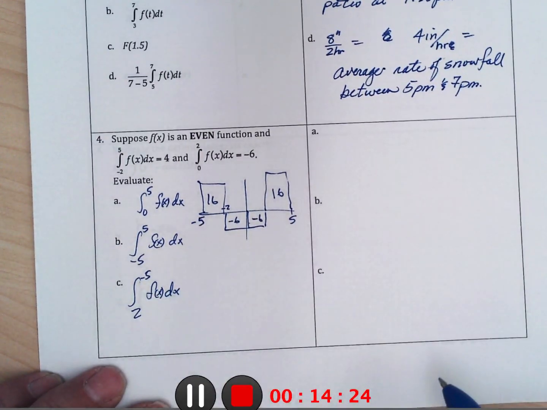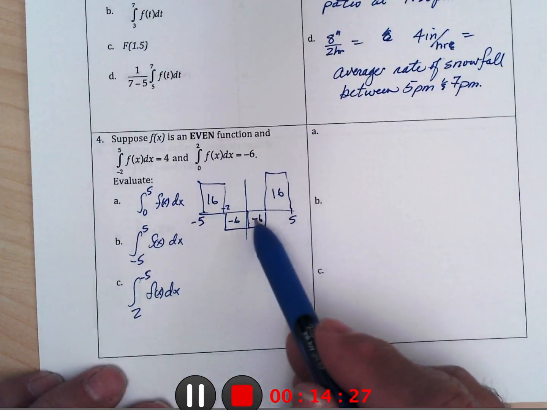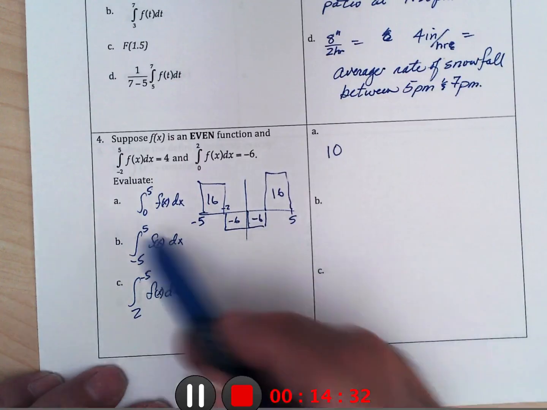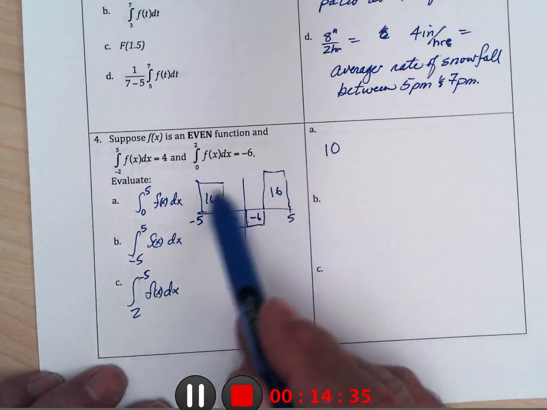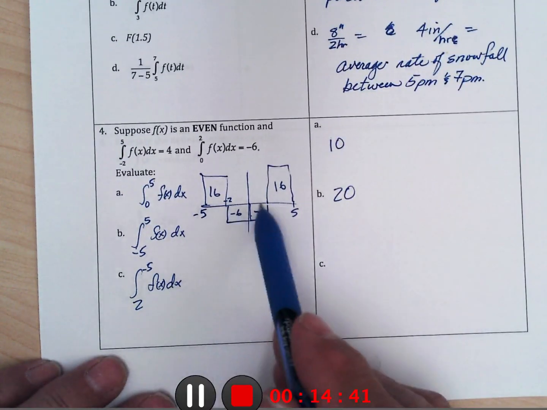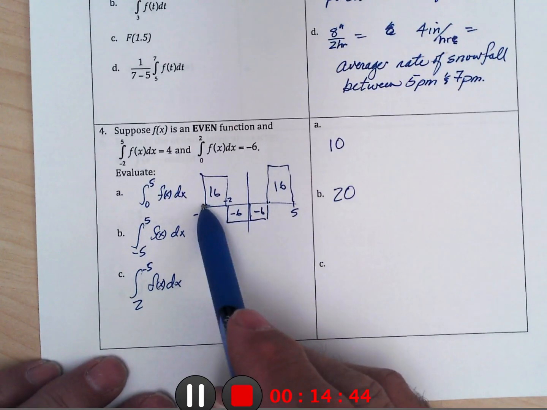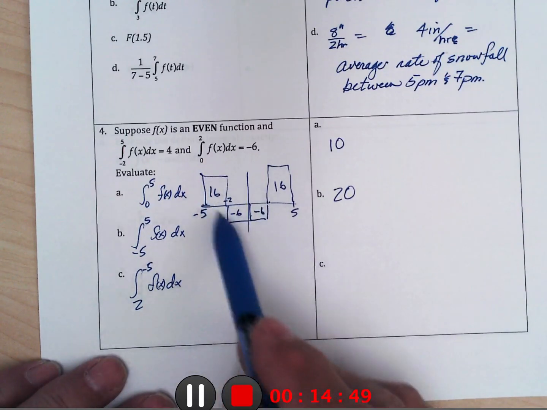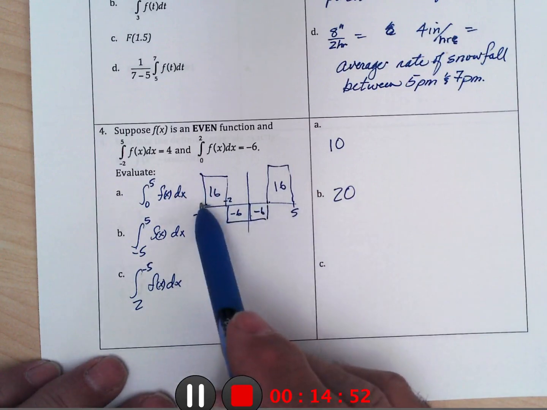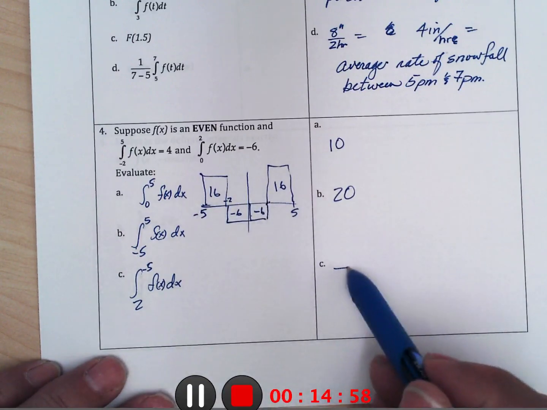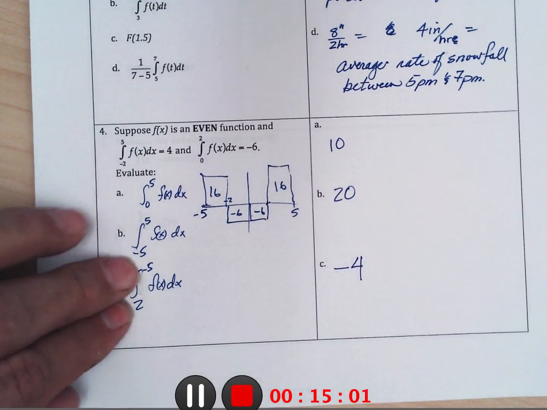So, how much between 0 and 5? Minus 6 plus 16 is 10. Between minus 5 and 5, well, there's 10 here and 10 here, so that's 20. And between 2 and minus 5, that's 16 minus 12, which is 4. But I went backwards. I didn't go from minus 5 to 2, which would be 4. So this is minus 4 because the limits are backwards. Okay.